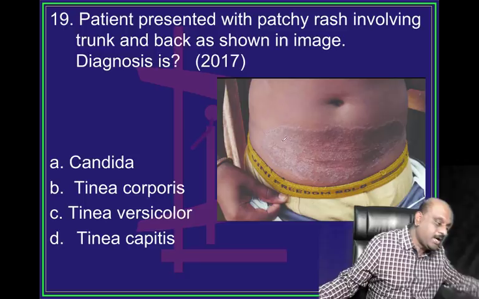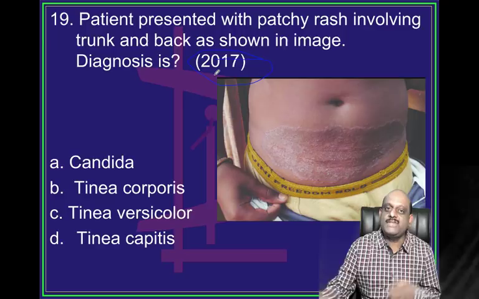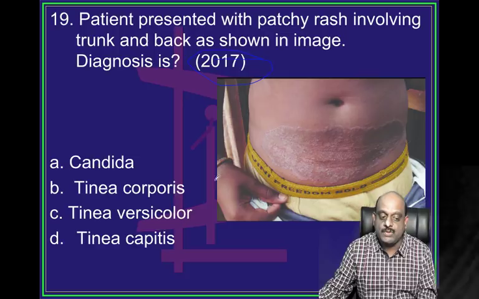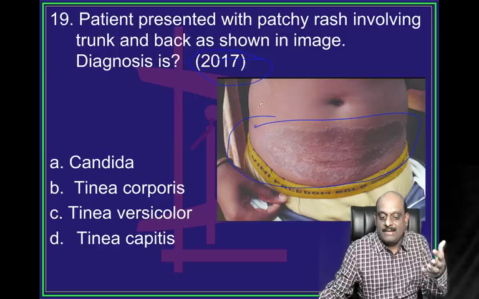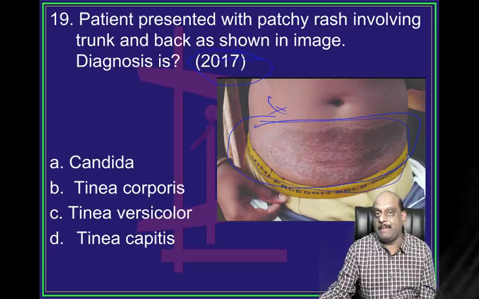Now, doctor, once more, a 2017 FMGE question. Patient presented with a patchy rash which is involving the trunk and the back as shown in the figure. This is not only affecting the trunk but also the back. What is this lesion? Is the examiner's question.